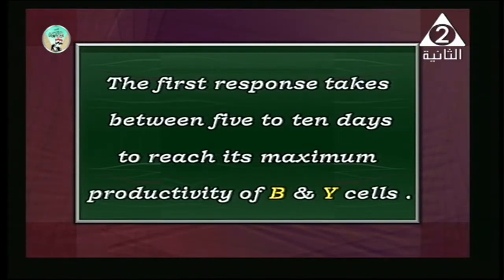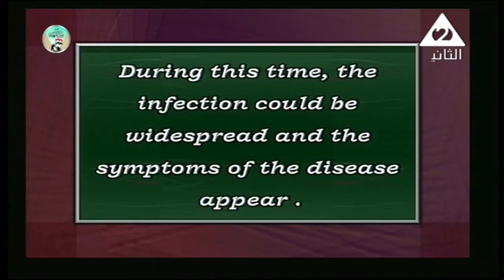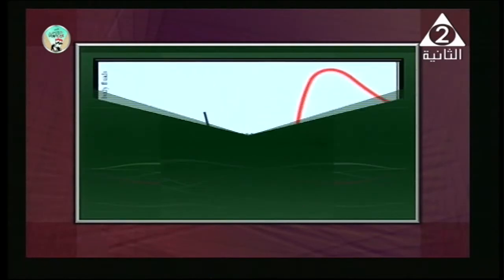The first response takes between 5 to 10 days to reach its maximum production of B and T cells. But during this time, the infection could spread widely and the symptoms of the disease will appear.